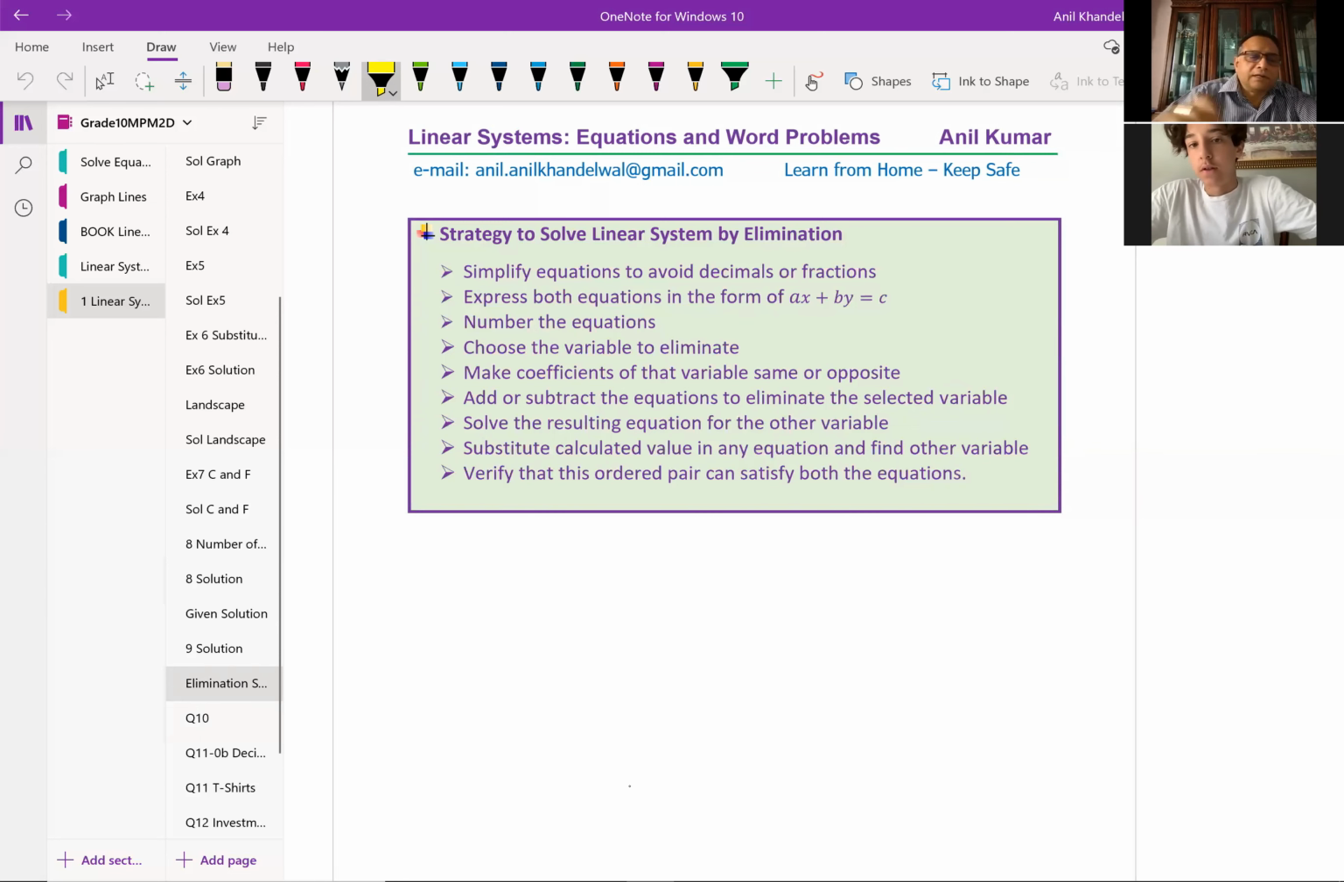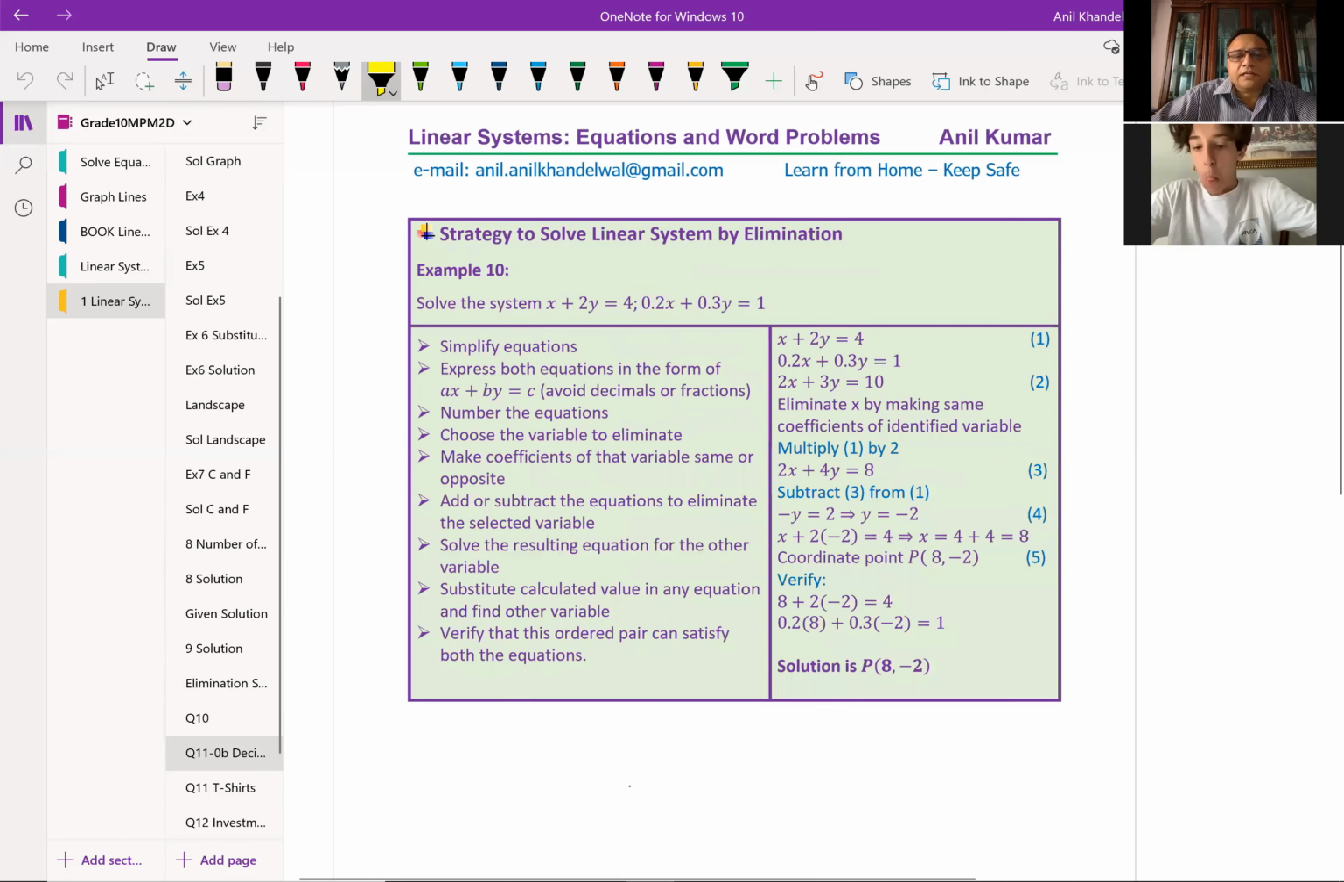Yes. Perfectly fine. So we'll take a second example which involves decimals. In our example, we need to solve a system which has an equation x plus 2y equals 4 and 0.2x plus 0.3y equals 1. The second equation in this case has got decimals, so the step simplify equations becomes very critical.